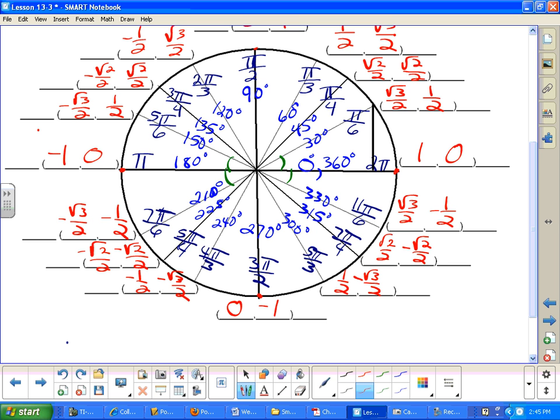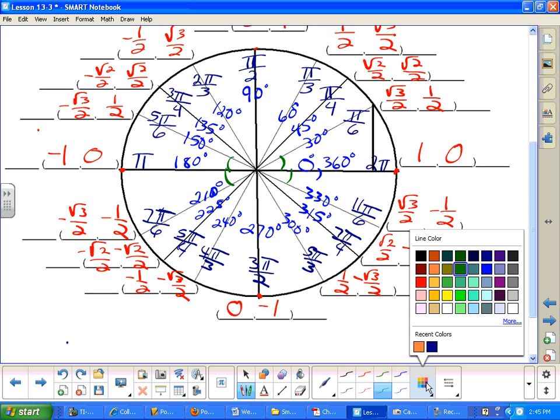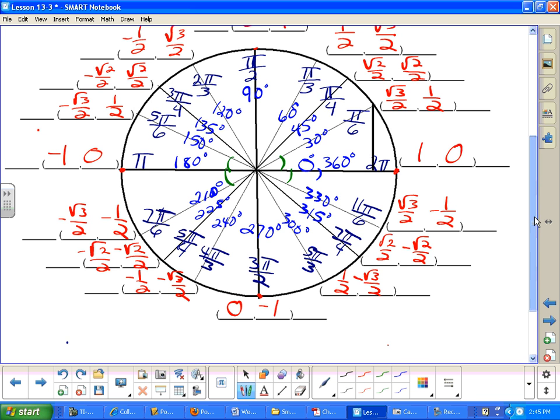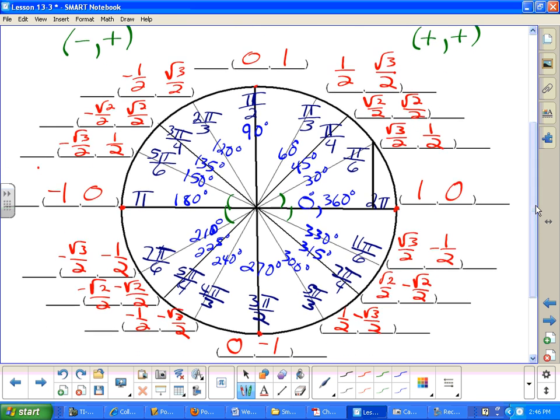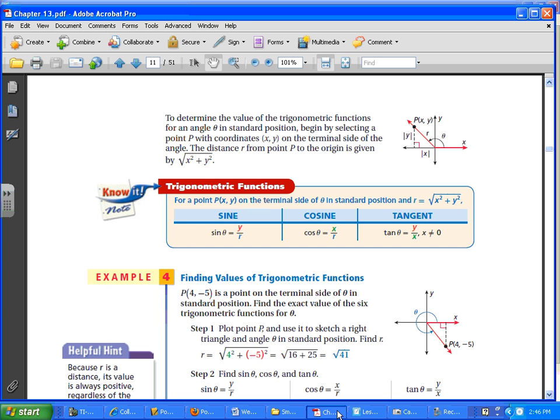Okay? So there's sine and cosine. So we got degrees, radians, sine and cosine. The last thing we need to work with is tangent. Now, we talked about this here, that sine is y, cosine is x. Well, tangent is y over x.